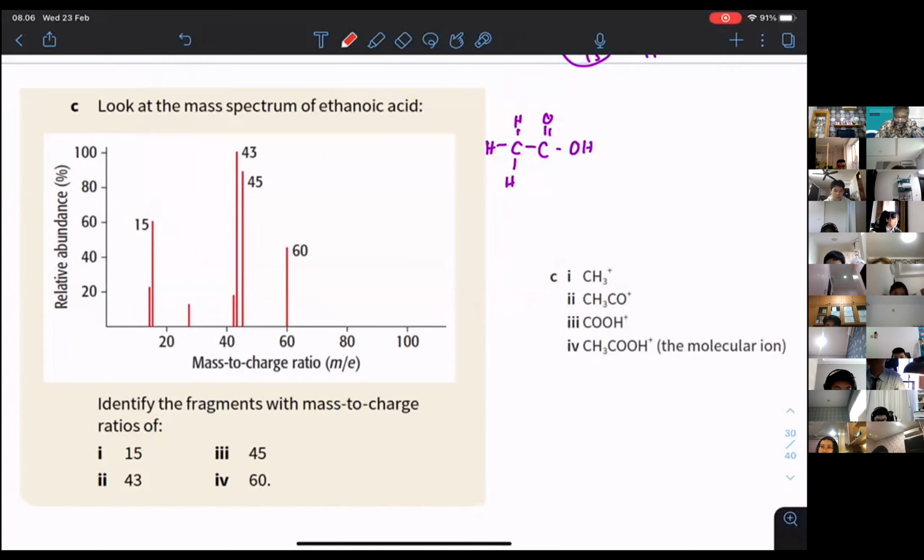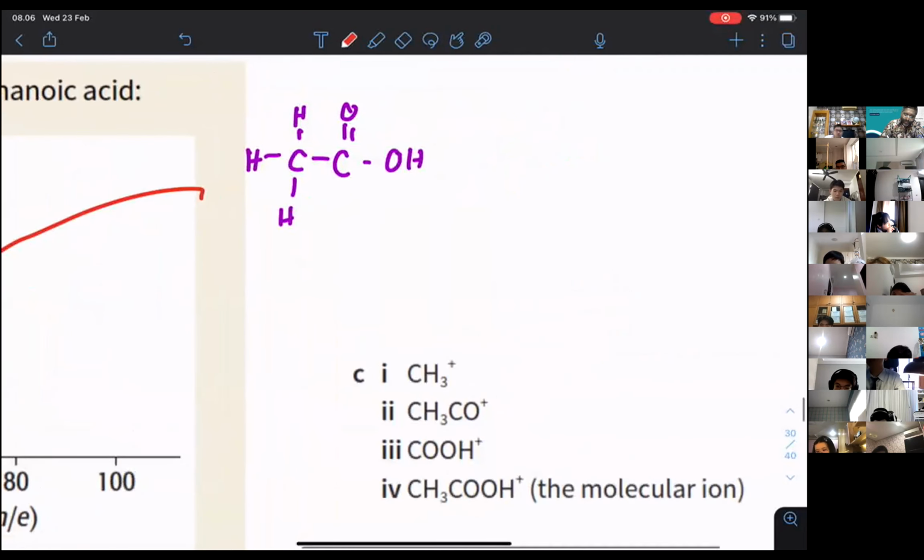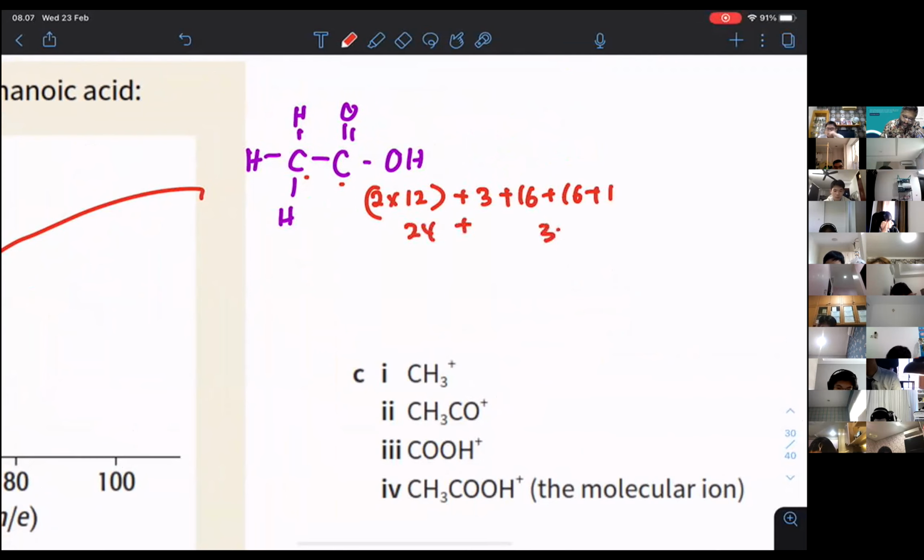Wilson? 44. Why 44? I told you, first time when you look at it, look at the biggest number. The biggest number is 60. Most likely that is your Mr. So let's actually calculate. You see 2 carbon, 2 times 12, and then plus 3, plus 16, plus 16, plus 1. 24, plus 32, plus 1, plus 3. So that's going to be 34, 35, 36, 36. Okay, you have 60.